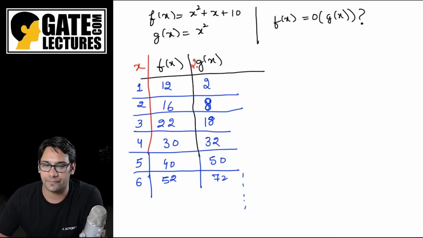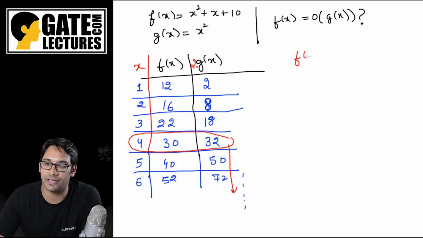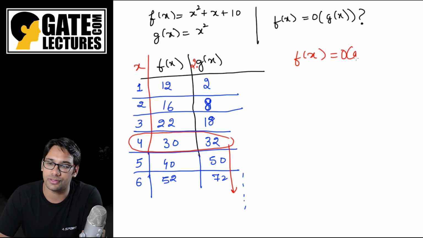Now if you see, after this point of time when the value of x became 4, g(x) is always greater than f(x). Therefore I can say that f(x) is order of g(x).